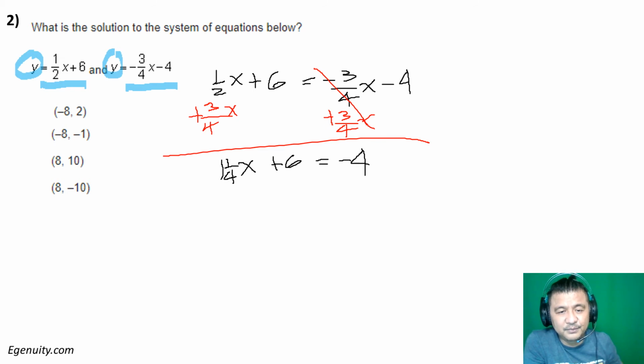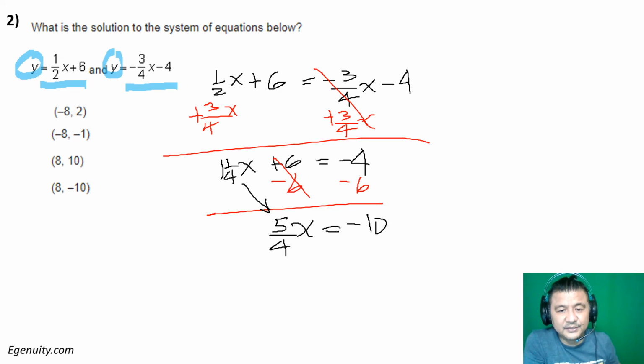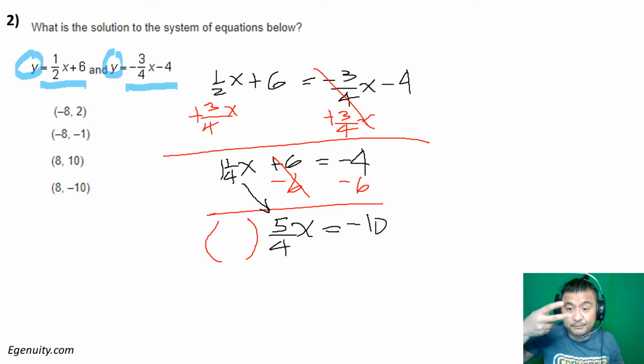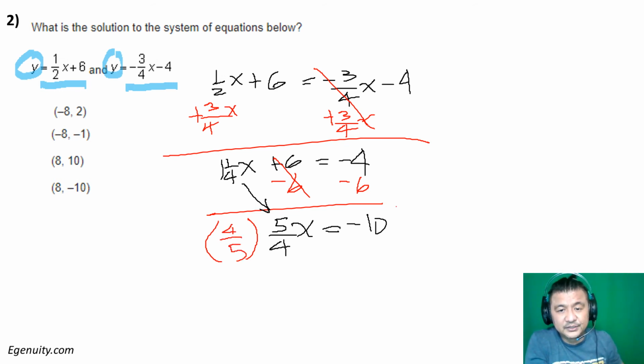Okay, get rid of plus 6. Minus 6, minus 6. That becomes, let's make it improper, 4 times 1 is 4 plus 1, 5/4. 5/4 x. That's the same thing. Equals -10. How do I get rid of times 5/4? Times the reciprocal, times 4/5. So therefore here times 4/5.